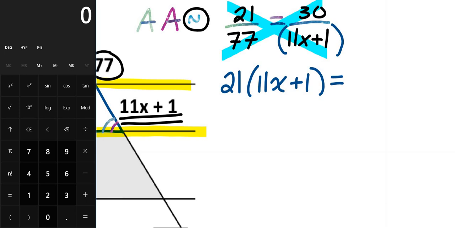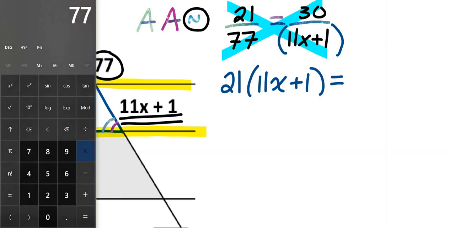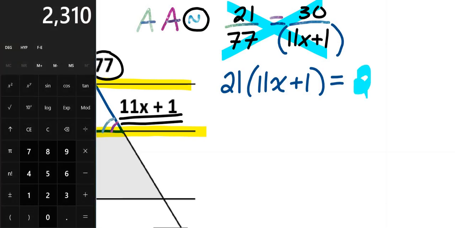Let's go ahead and do that in our calculator. 77 times 30 equals. Ooh, change that. 2,310.